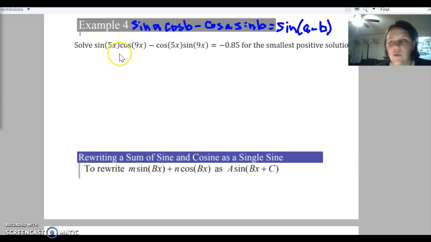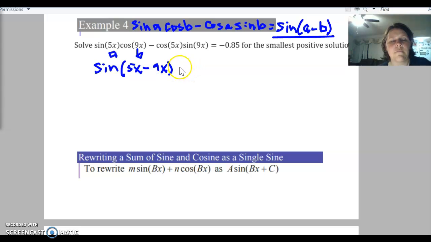So let's label what A and B is going to be for this problem. If we have the sine of 5x, that must mean that A is equal to 5x. The cosine of 9x, so therefore B must be 9x. So instead of writing this expanded version, we want to write that in condensed form, which is going to be the sine of A minus B. So for this problem, that's the sine of A, which is 5x, minus B, which is 9x, and then that is all equal to negative 0.85.